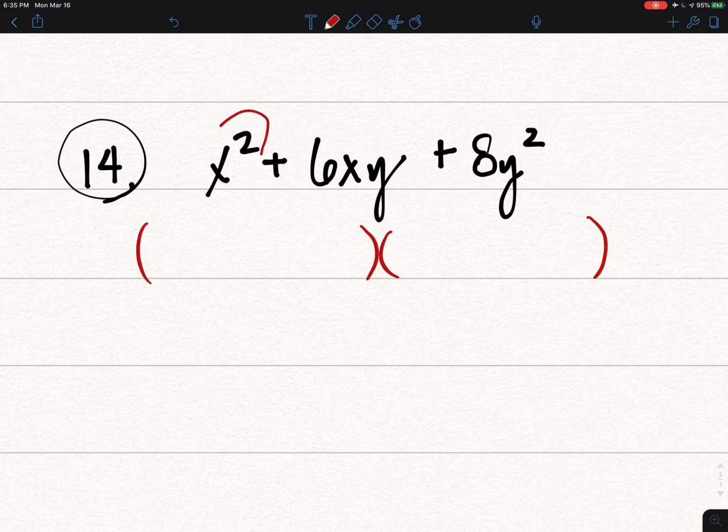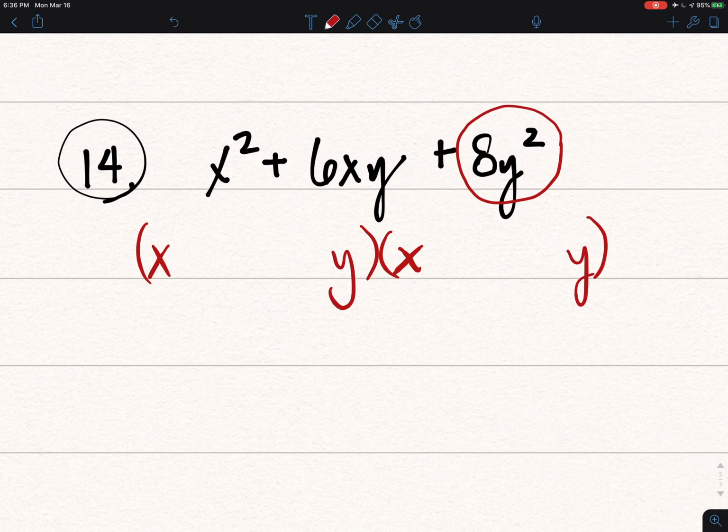So ask yourself, what things can be multiplied together to give you an x squared? And we would say an x and an x. Next, go to the end and ask yourself the same question. What things can be multiplied together to give you an 8y squared? Now, I know this is going to be a y and a y. Just deal with the 8 the same way that we dealt with it a moment ago in that worksheet. I could have a 1 times an 8. I could have a 2 times a 4. Those are the only options.